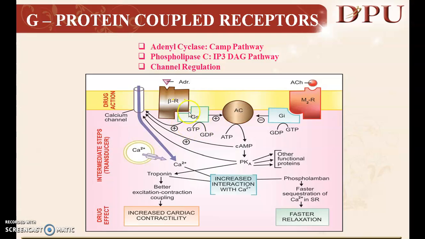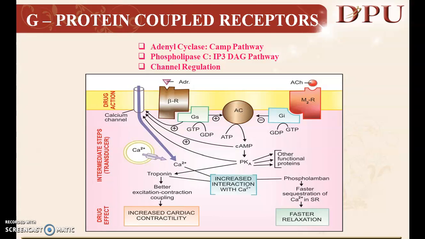Activation of GS protein leads to activation of adenyl cyclase. It is an enzyme. This activation of adenyl cyclase, as the name itself indicates, converts the ATP into cyclic AMP. Now this leads to increased intracellular concentration of cAMP, which in turn leads to activation of protein kinase A.